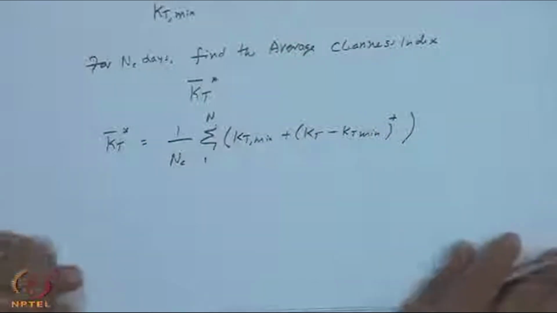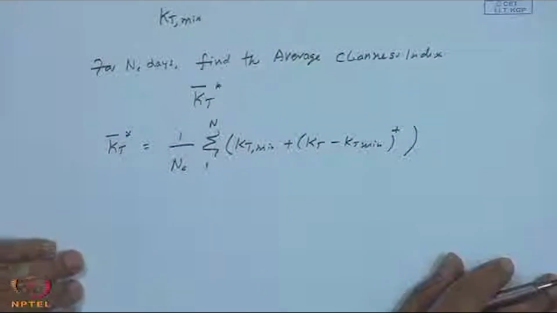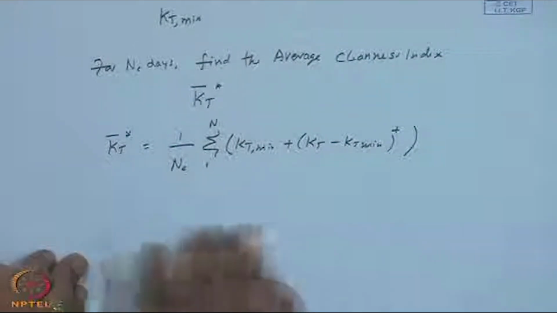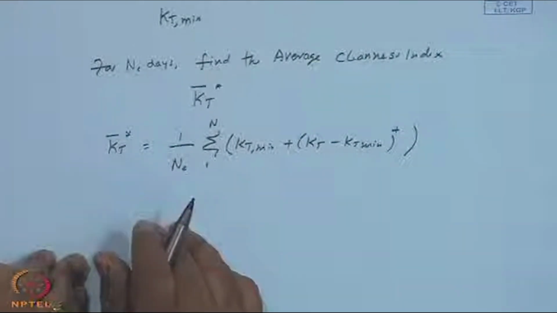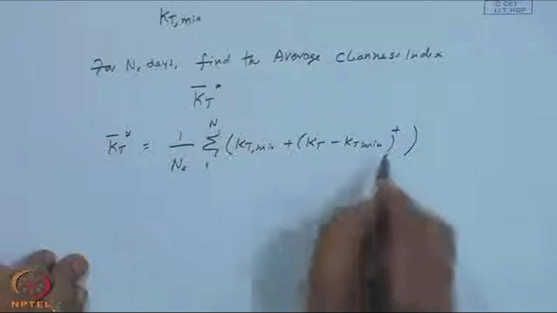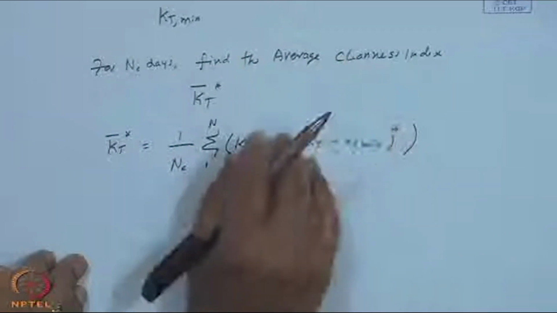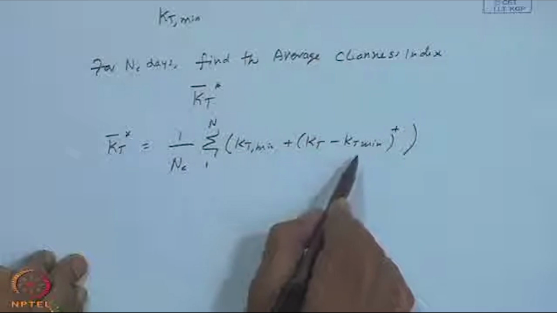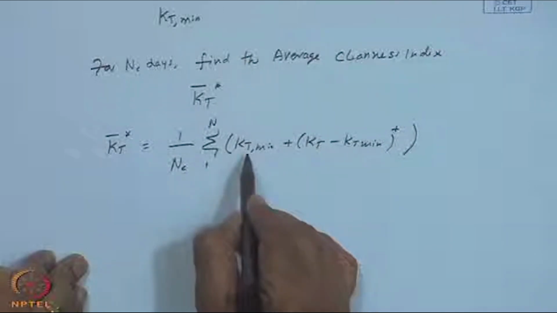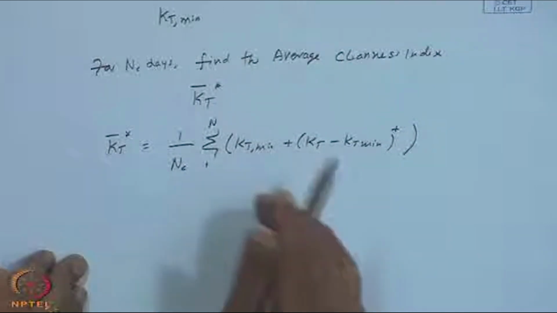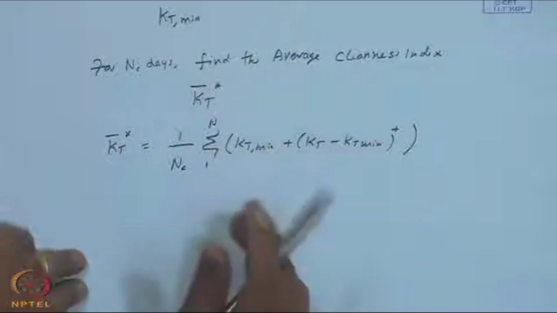This is only a clumsy way of mathematically putting it: just find out the clearness indices of the days with KT greater than KT minimum and take the average. So, if this is negative, it will be 0, only KT minimum will be there. If this is positive, that will be contributed to KT minimum, that is the ordinate above the KT minimum value, that is all, nothing else.